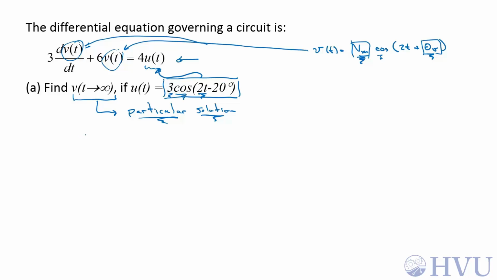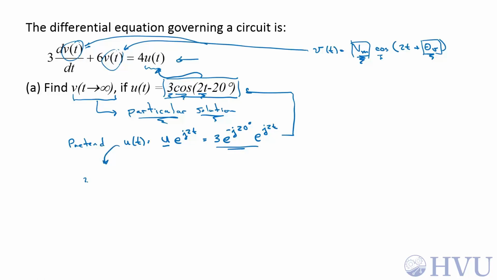The algebra becomes easier if we pretend that the input is a complex exponential. So u of t is some phasor u e to the j2t, where that phasor is 3 e to the minus j 20 degrees, e to the j2t, so that the actual input is the real part of this complex exponential. Now, if we pretend that this is u of t, then the form of v of t is going to be some phasor v e to the j2t.